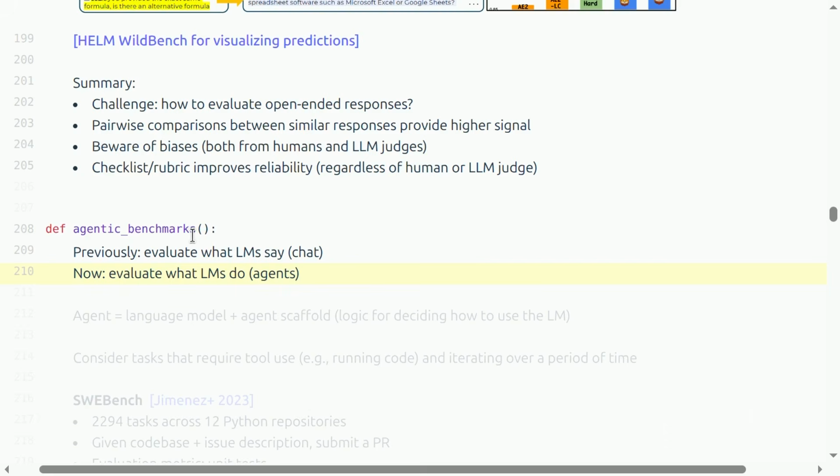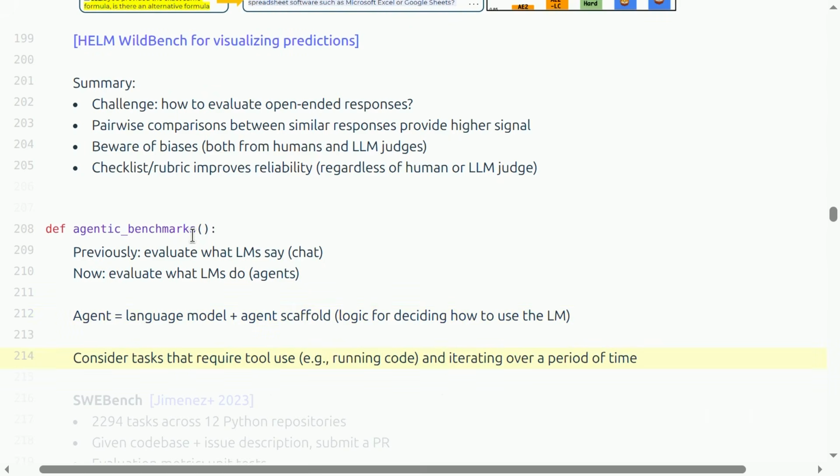For anyone who's following AI hype, agents are everywhere, and these are definitely, I think, going to transform the way that we think about language models. So an agent is basically a language model plus some sort of scaffold, which is logic for deciding how the language model is going to be called and what tools it has access to, and so on and so forth.